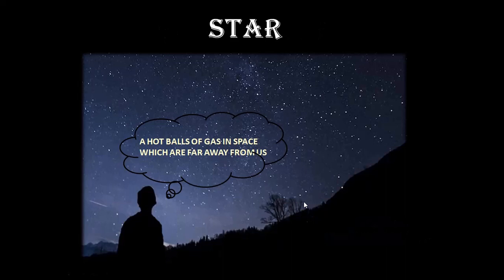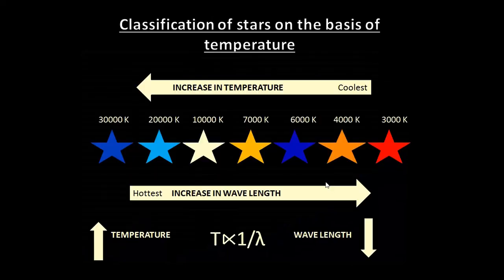Next is, what is a star? A star is nothing but a hot ball of gas in space which is far away from us. This hot ball of gas contains some atoms, and there is a high temperature in it. Due to refraction we observe stars as twinkling, but actually their shape is oval.